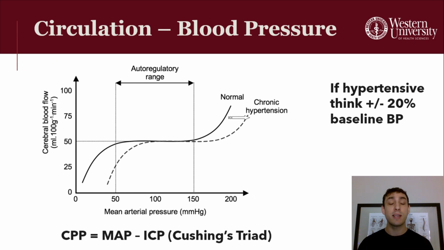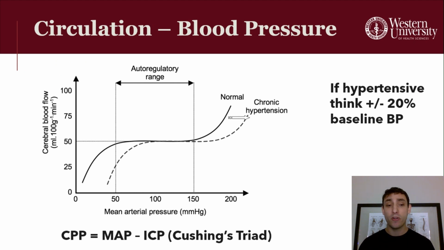So the brain is amazing and can auto-regulate its blood flow based off of a wide range of blood pressure. So from a MAP of 50 to 150, the brain is okay, but when you dip below 50, it starts to not be perfused. If a patient is chronically hypertensive, this is shifted to the right, as you can see in this figure, and you can't get away with a pressure of 55 anymore. It might be 60, 70, or even higher, depending on what they're living at. I think a good rule of thumb is plus or minus 20% for their baseline blood pressure.